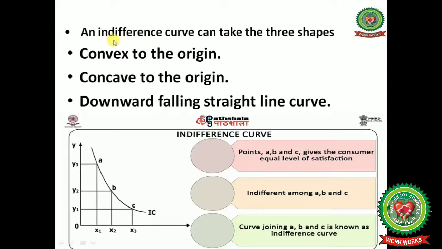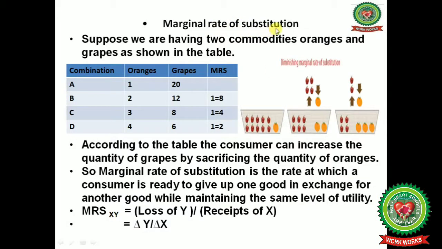The next property of the indifference curve is that an indifference curve can take three shapes: convex to the origin, concave to the origin, and a downward falling straight line curve. Marginal rate of substitution. Suppose we have two commodities, oranges and grapes, as shown in the table, with combinations A, B, C and D.